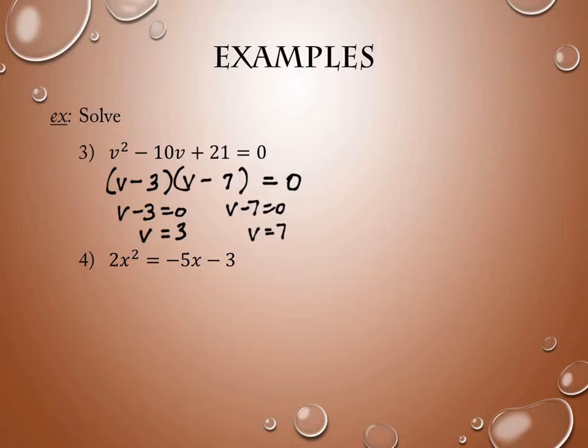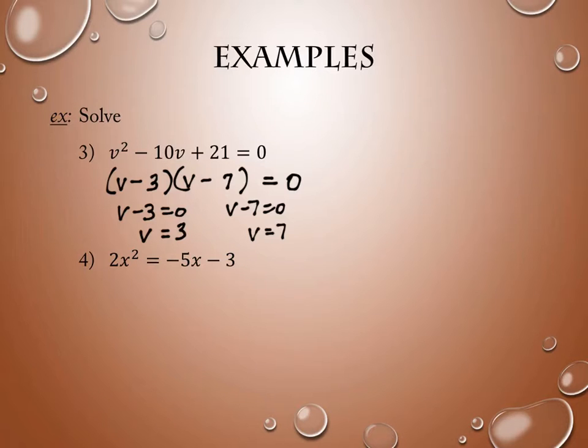How is 4 different than 3? Okay, it has a number in front of the x squared. It's going to make things a little bit more challenging. What else do you notice? What do you have, Trey? It's not equal to 0. And that's actually a really big problem.